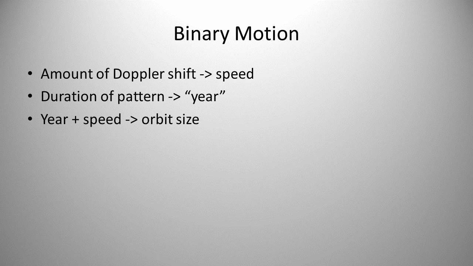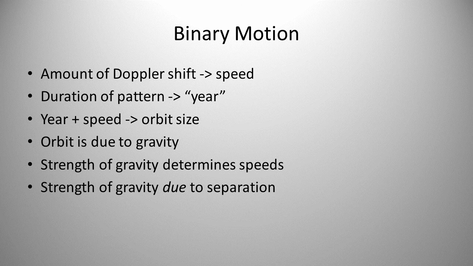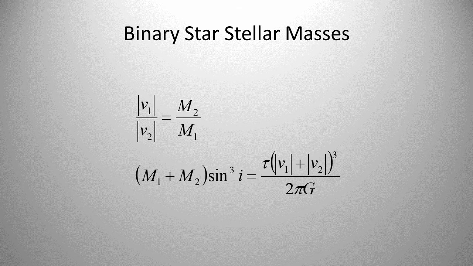Now remember, the reason the stars are orbiting each other is due to their mutual gravitational attraction. And the strength of that gravity affects how fast they move. And that strength is determined by how far apart they are and how massive each star is. But we just said we can determine how far apart they are. And that means we can figure out how massive they are. Now this can all be combined into two equations that let us solve for the two unknown masses.